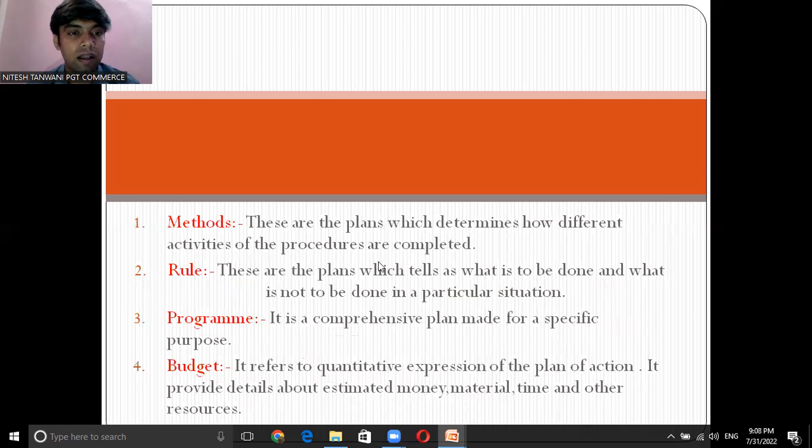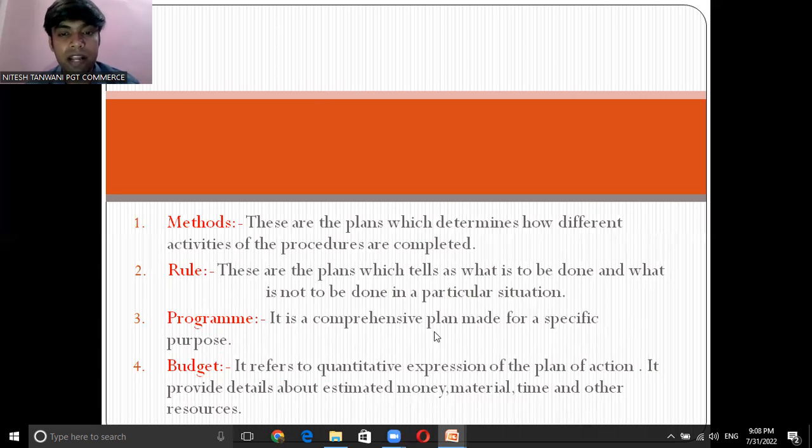Now next one is method. Method means these are the plans which determine how different activities or procedures are completed, like the method of doing this work. Many methods are there, and we have to select which one is best. This is also a kind of plan. Next, rule is also a plan. These are the plans which tell us what is to be done and what is not to be done in a particular situation. So we call it rules.